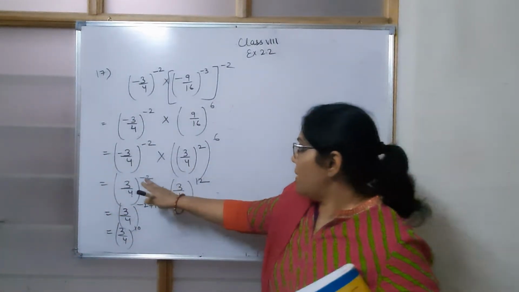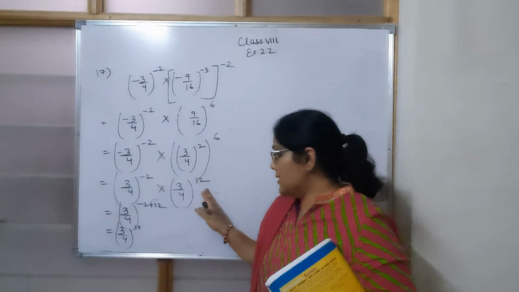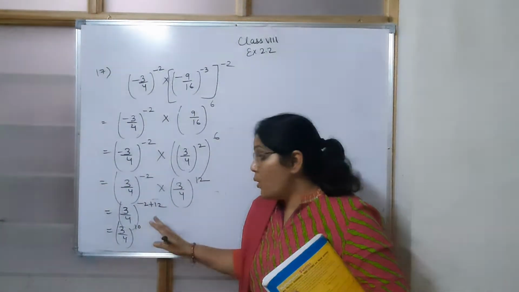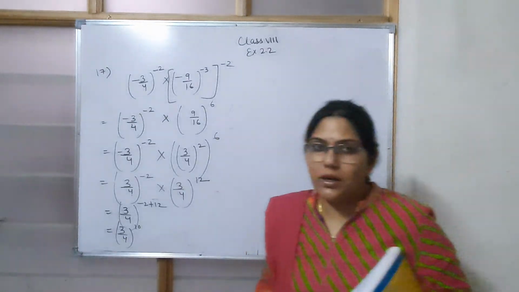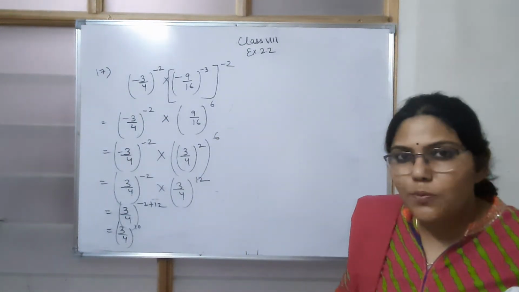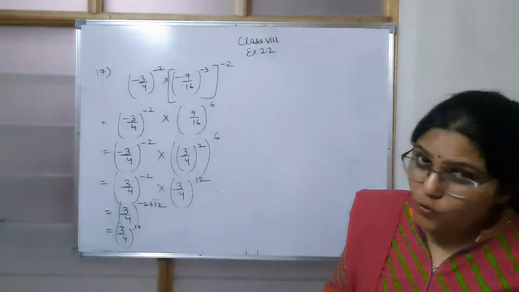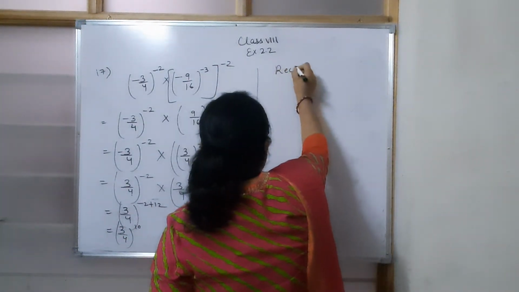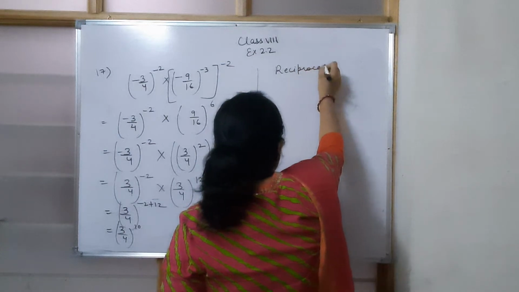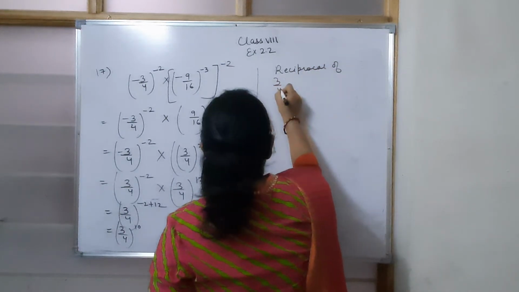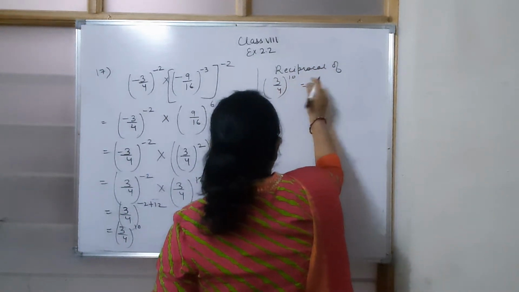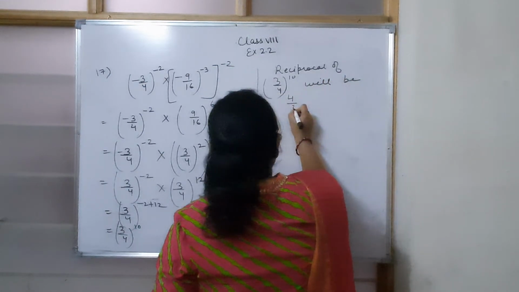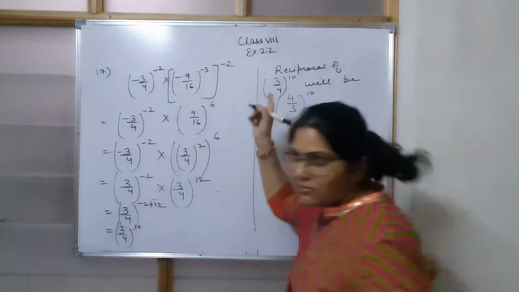This is what? Minus 2 plus 12. So this is going to be 10. Now we just need to find its reciprocal. What is the reciprocal of 3 upon 4? Which is 4 upon 3. So the reciprocal of 3 upon 4 raised to the power 10 will be 4 upon 3 raised to the power 10.